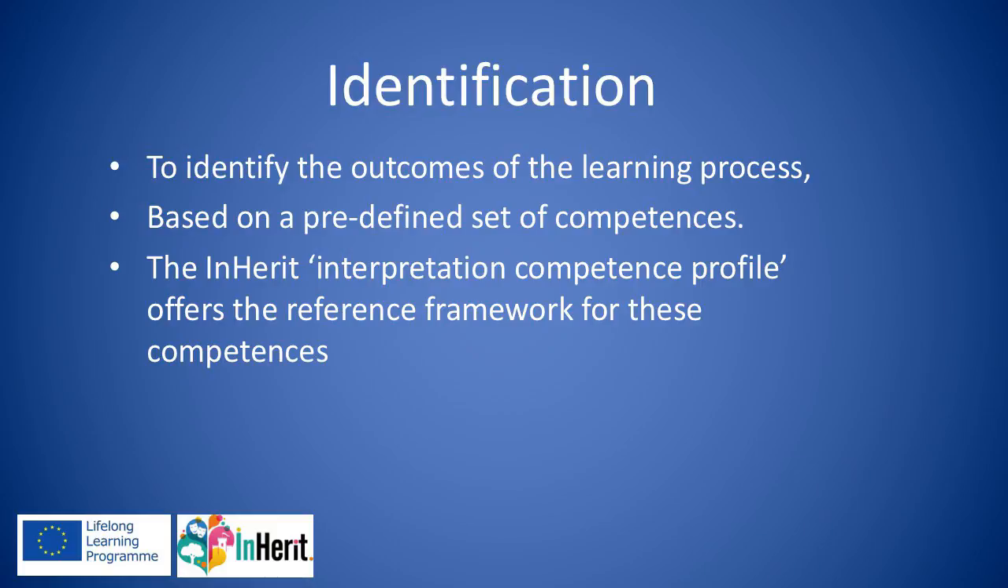In order to identify whether someone has acquired competences, we need to formulate them carefully in terms of in which context, which actions are needed and at what level of quality, and also in terms of the knowledge, the skills and the attitudes included. Within the InHerit project, we created a reference framework in which all the competences needed for heritage interpreters are brought together. I will come back to that later in this presentation. This reference framework can serve as a background framework to which you can refer in order to describe the level of competences acquired.